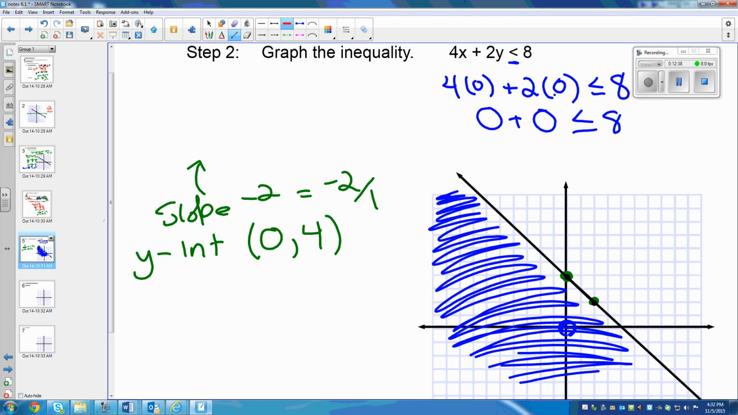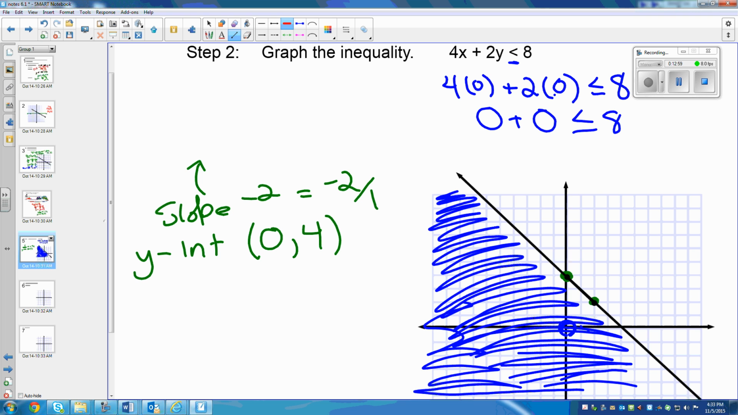So any point I pick on this side over here, so if I picked 1, 0, and I put it in there, 4 times 1 plus 2 times 0 will still give me 4, which 4 is less than or equal to 8. So it still falls in all this colored spot. Okay?